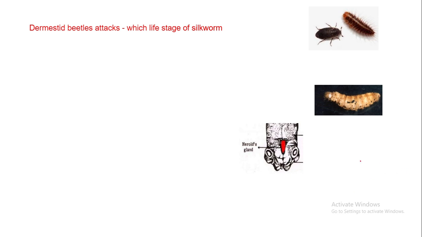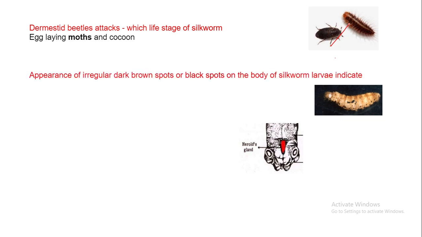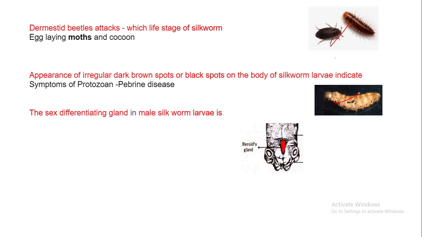Dermestid beetle attacks which life stages of silkworm? The egg-laying moth as well as the cocoon. Appearance of irregular dark brown spots or black spots on the body of silkworm larvae indicates symptoms of the protozoan disease, pebrine disease. The sex differentiating gland in male silkworm larvae is Herold's gland, a small milky white body.